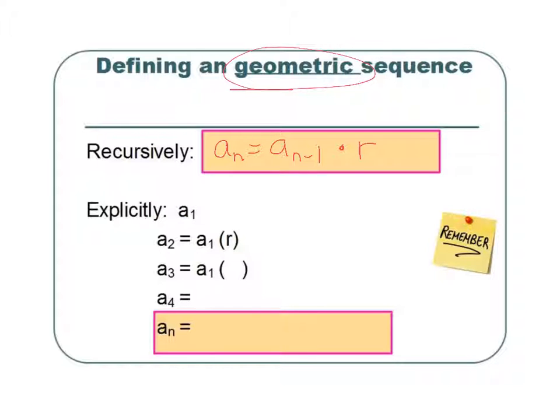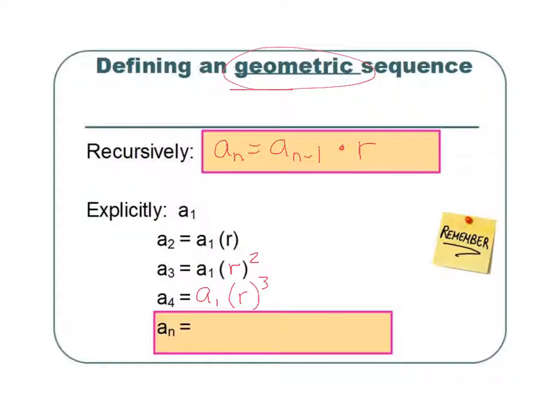So explicitly, if you're given a sub 1, to find a sub 2, you're going to take your first term and you're going to multiply it by r. But if you need the third term, you're going to have to take the first term and multiply it by r. But if you have to multiply it by r twice, that's not 2r, that's going to be r squared. So the fourth term, I would take a1 and I would take it times r to the third power.